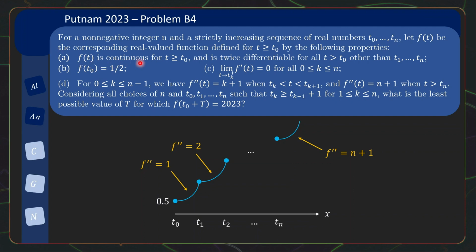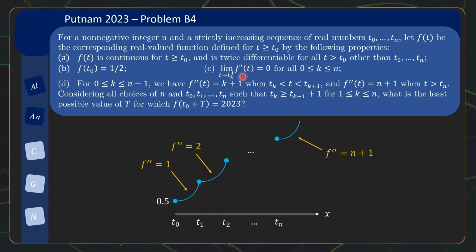First, f(t) is continuous for t bigger than or equal to t0, so it's continuous for the whole function. And it's piecewise twice differentiable, so it's twice differentiable for all t bigger than t0 other than at t1 to tn. So other than the points t1, t2, to tn, and t0 itself, in between they are all twice differentiable. So this means it's a piecewise twice differentiable function. Second, f(t0) equals half. Okay, that's straightforward enough.